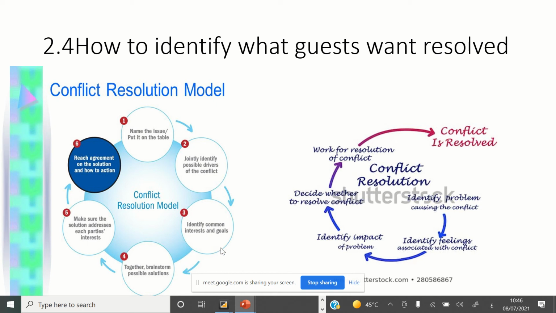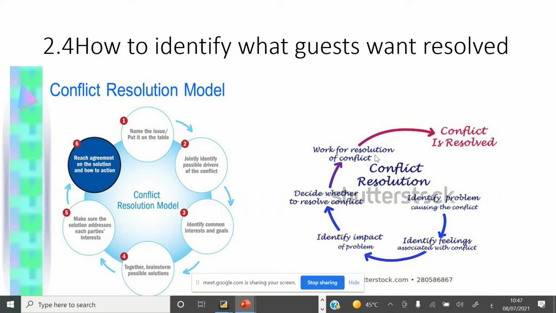Then identify common interests and goals. Identify how you can resolve the issue, how you can solve the problem. Then try to brainstorm the solution, find the solution to reach the goals that the guest wants. Then make sure the solution addresses each party's interests. Then you have to make all parties happy in your suggested solutions, both the customers and the business. Then you get the agreement for the solution and take it to action.